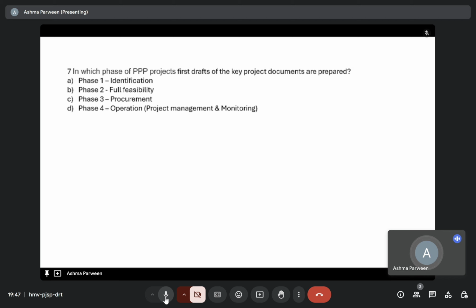So in phase two, that is full feasibility, the final draft of the key project documents is prepared. So B will be the correct answer. Now let's move to the next question. In which phase of PPP projects are contract finalization and award covered? A, phase 1 identification, B, phase 2 full feasibility, C, phase 3 procurement, or D, phase 4 operation. So again, I'll give you all 2 minutes. Just take your time, write the option in the chat box, and then we'll discuss.